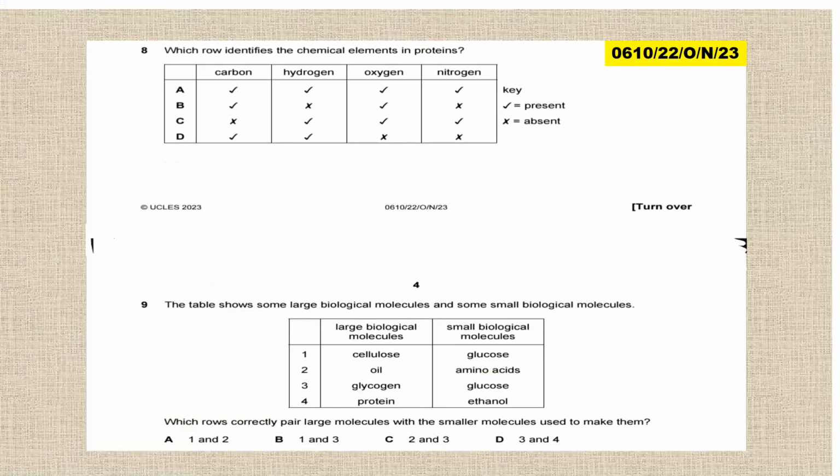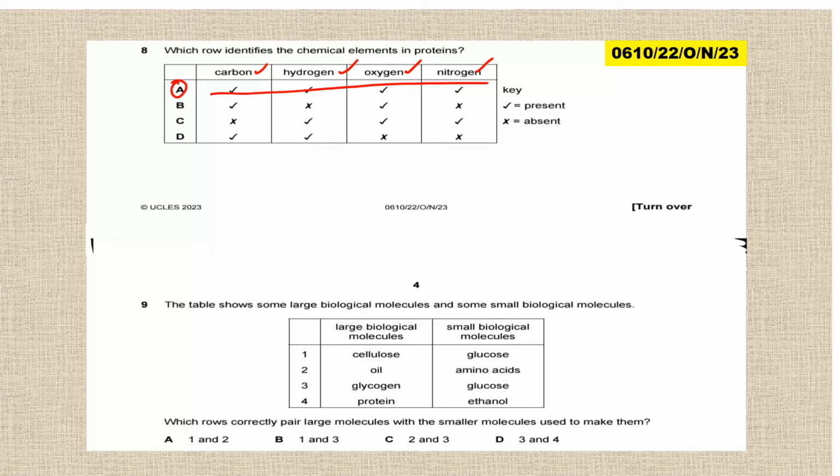Paper 2, variant 2, October-November 2023. The first question was, which row identifies the chemical elements in protein? So here we are talking of protein. So protein contains carbon, hydrogen, oxygen, and nitrogen. So throughout should be ticked, and that is A.